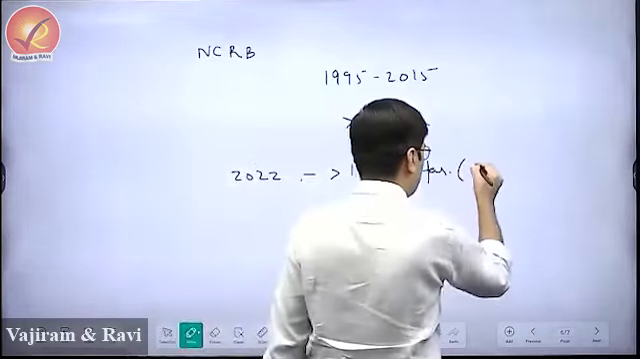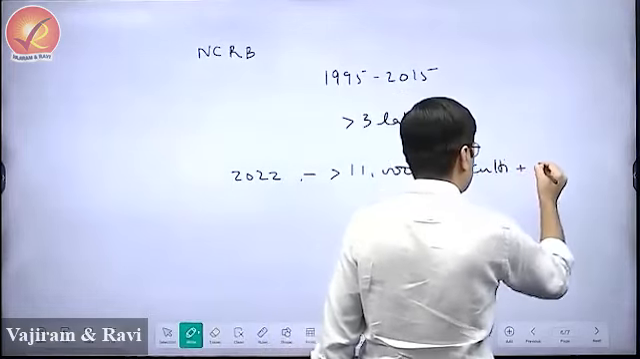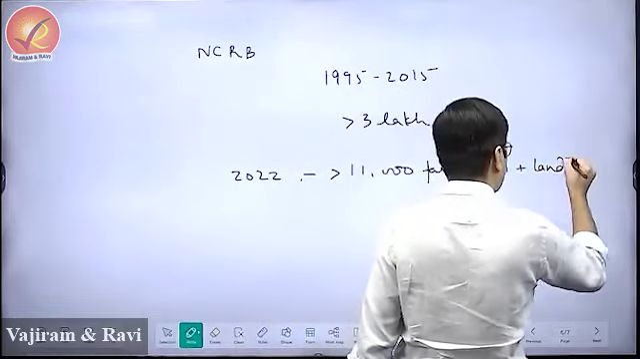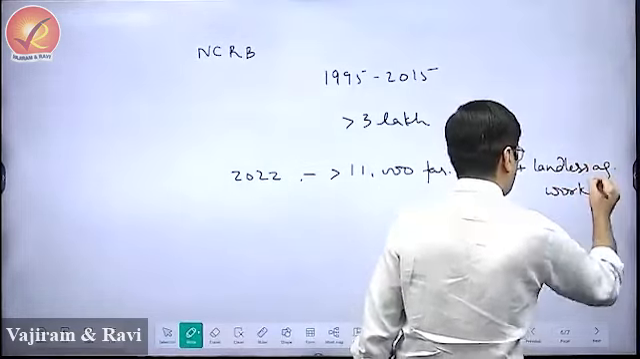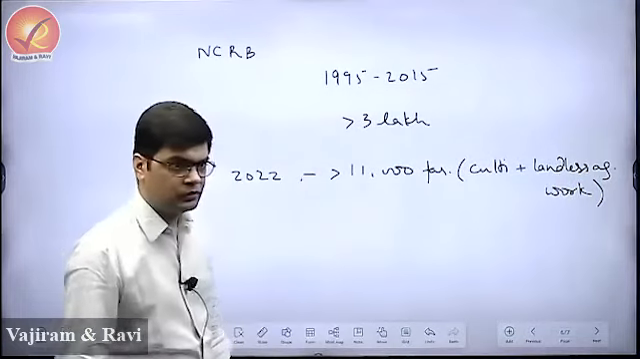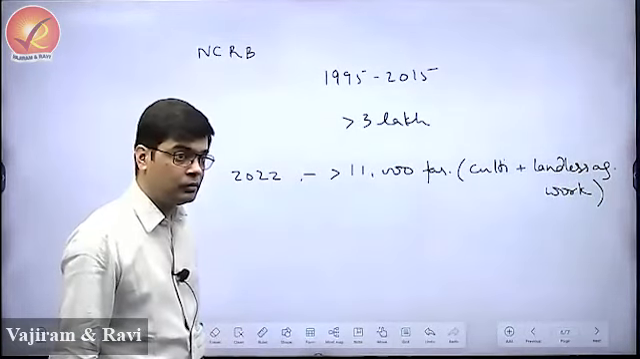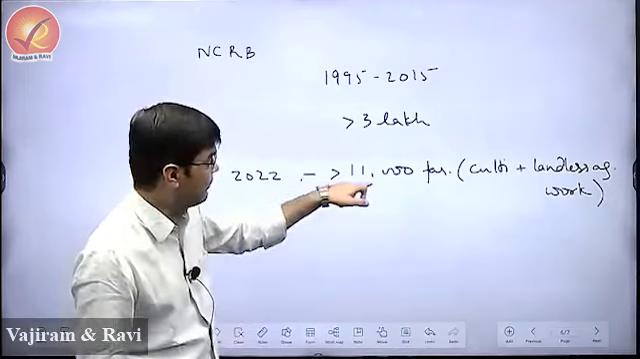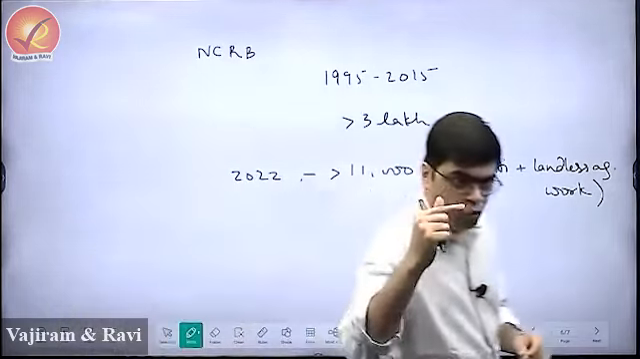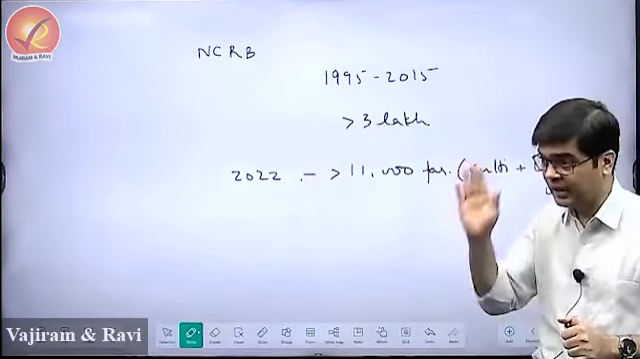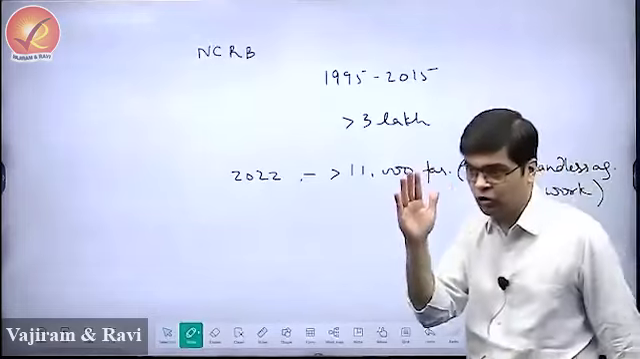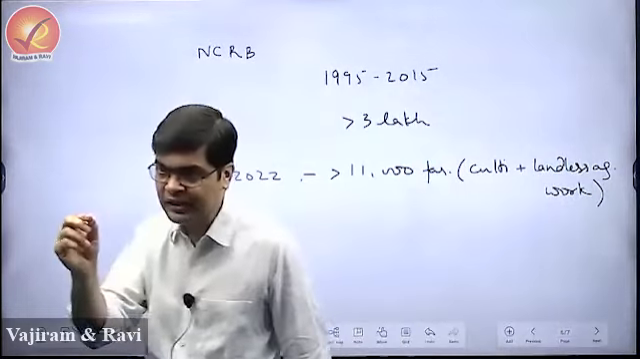That means the cultivators plus the landless agriculture workers. One year, 11,000 farmers. So more than 11,000 farmers have committed suicide in the year 2022 alone. That means almost 29 farmers committing suicide every single day.